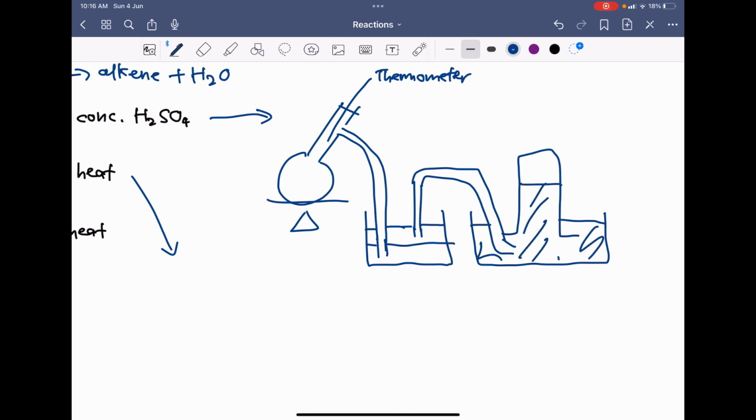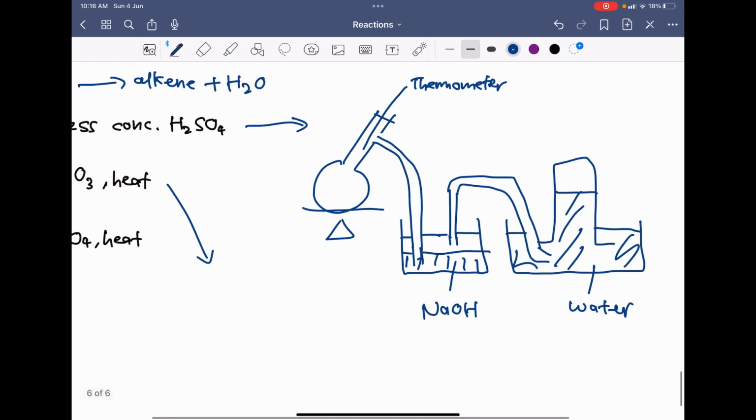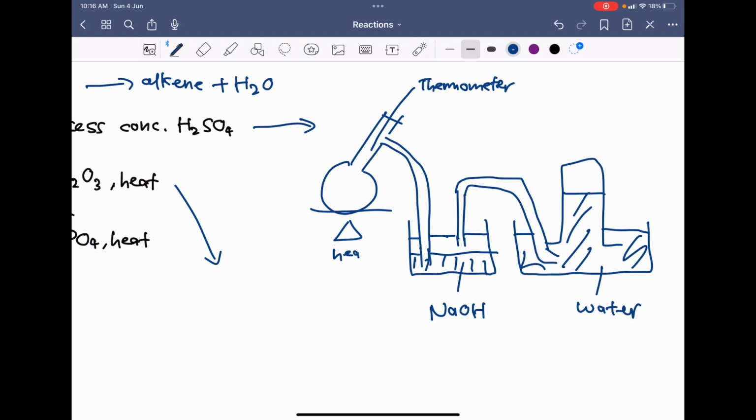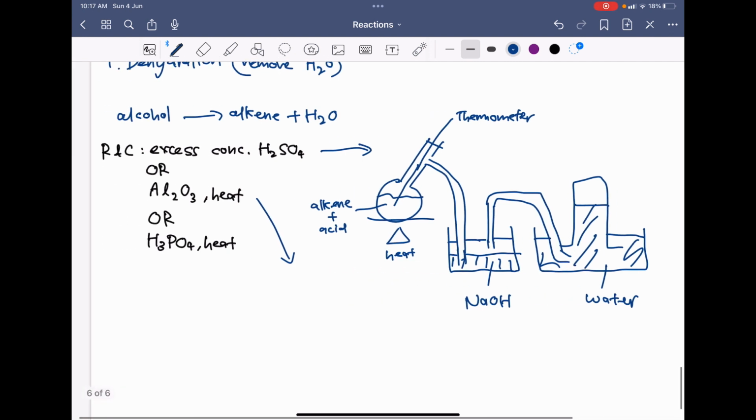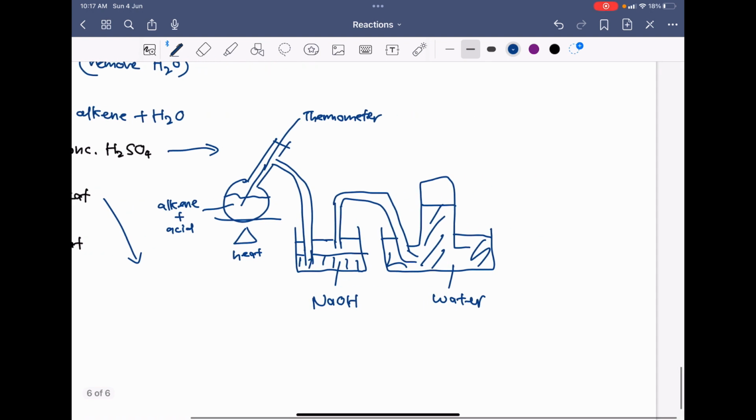So this is water. This is sodium hydroxide. This is heat. That up here is a thermometer. Then this is your thermometer goes all the way, and this is the mixture of your alkene plus your acid. So this is the whole setup for the first reagent condition, okay?